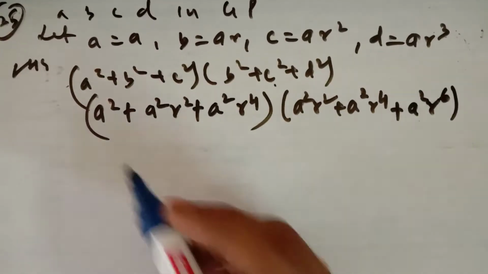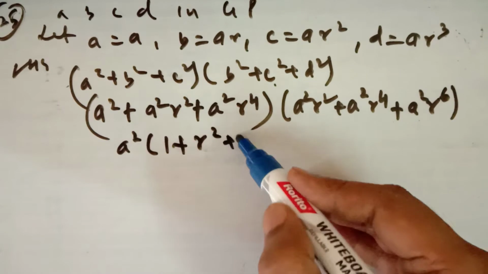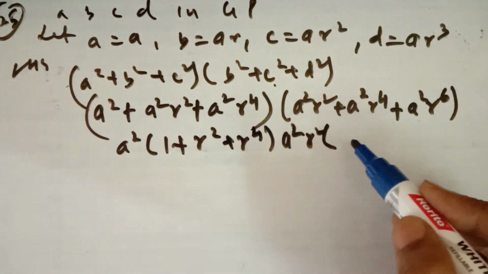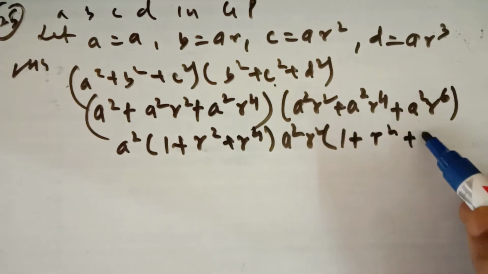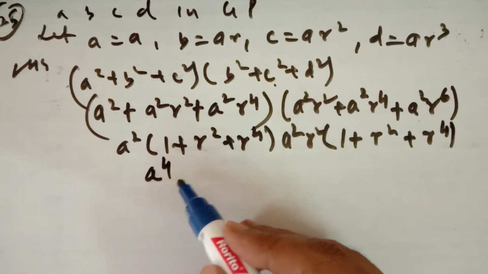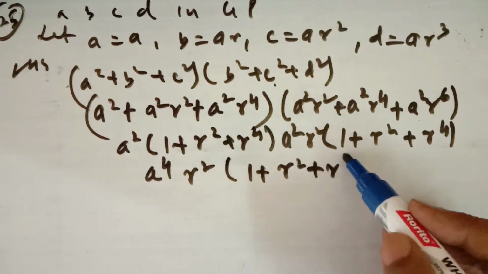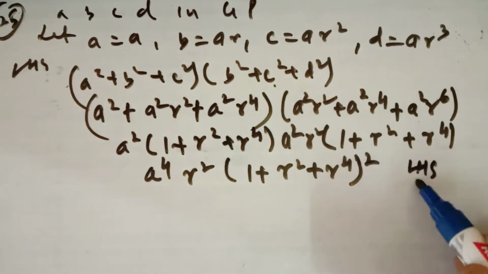Now simplify as far as possible. You can take A² common in the first bracket and you can take A²R² common in the second bracket. So 1 will be there, R² will be there and R⁴ will be there. So see, it will be A⁴R²(1 + R² + R⁴)². This into this. This is the left hand side.